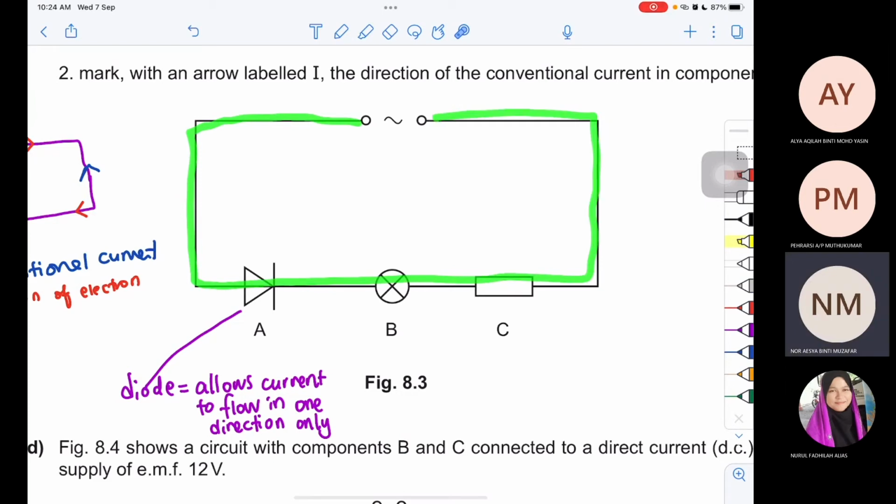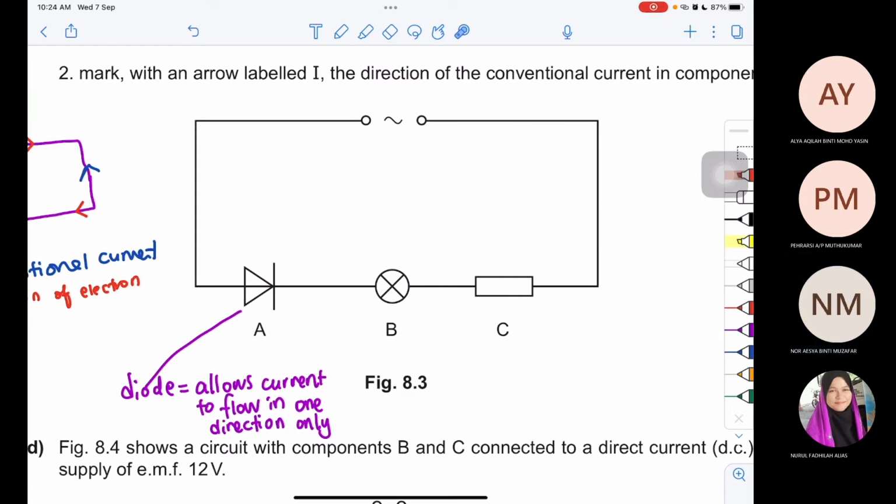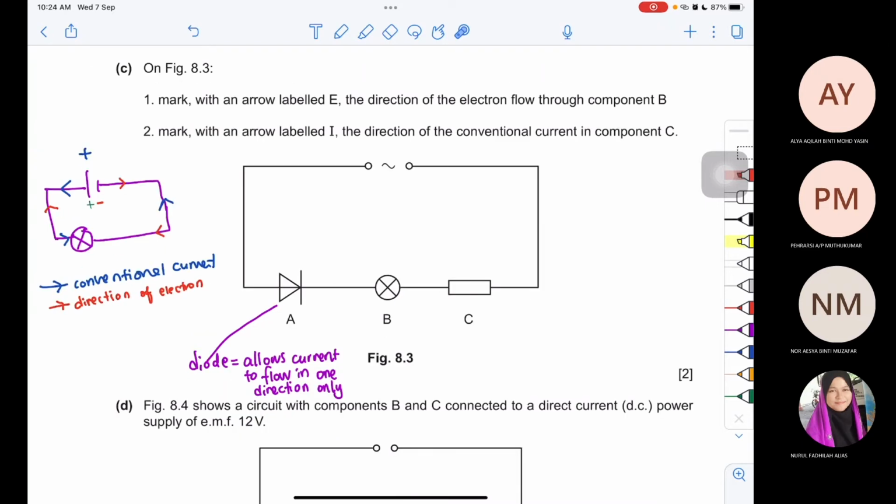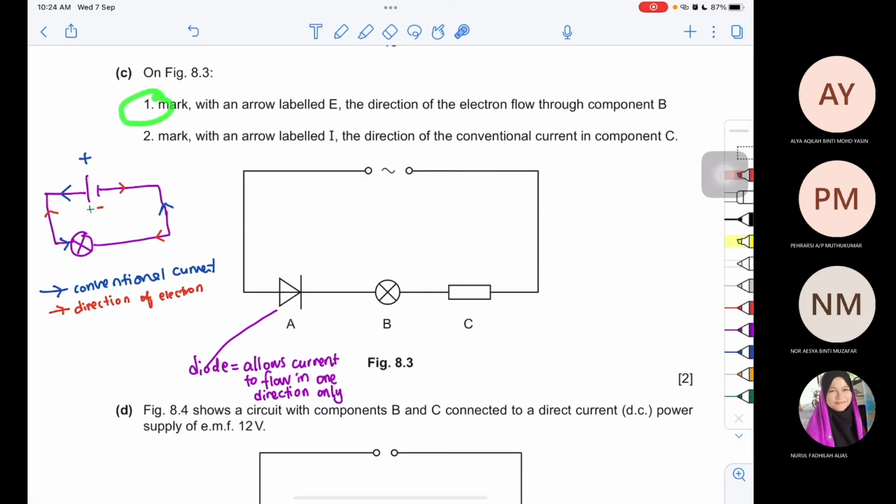So Cikgu, diode ni dia ada dekat alternating current je lah kan? Selalunya we use diode dekat alternating current. Okay, faham. Now, kalau dia only allows current this way, maksudnya from here to here, so that is the direction of conventional current. Jadi soalan yang pertama ni, dia nak direction of conventional current or something else. So this one is about electron. So this is the direction of conventional current.